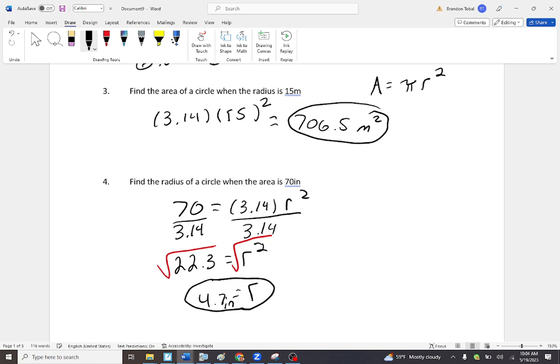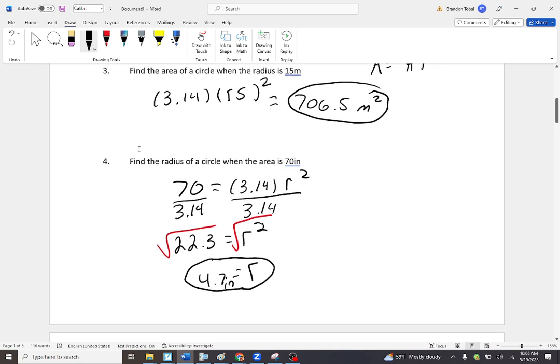So every time it says find the radius, you divide. Technically, yeah, because you always try to get the variable by itself. In this case, the radius has that number next to it, so divide that pi away. Okay.